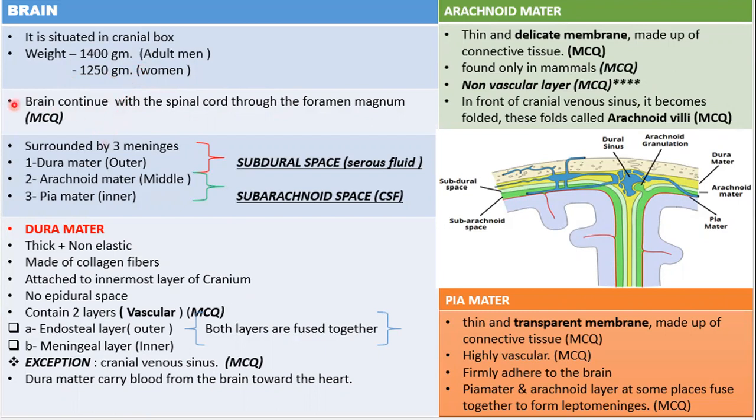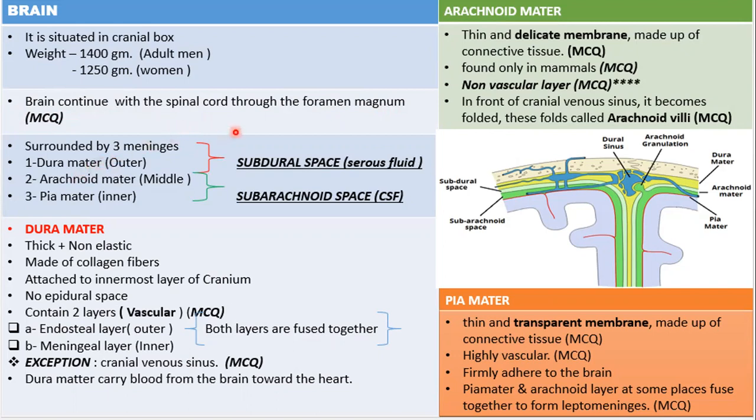Then the brain continues with the spinal cord. As we say, the brain and the spinal cord are a part of the central nervous system, right? Both of them are connected by a structure, and that structure is known as the foramen magnum. This is a main MCQ that comes approximately 2 times in the NEET examination. So it is important. Just remember this thing.